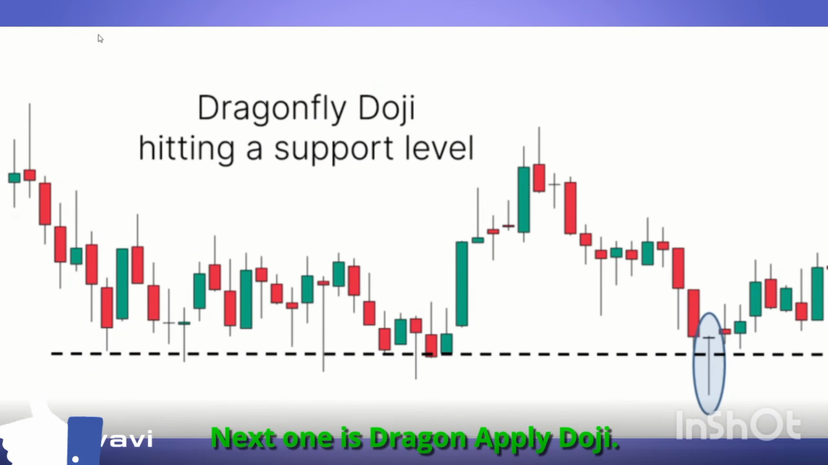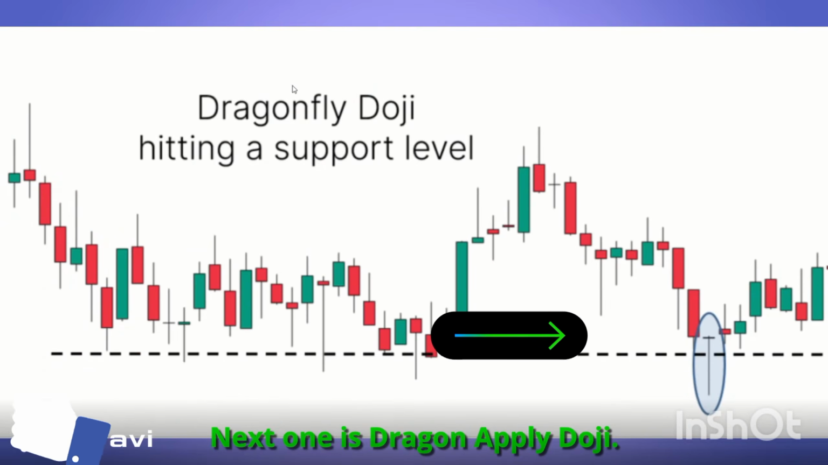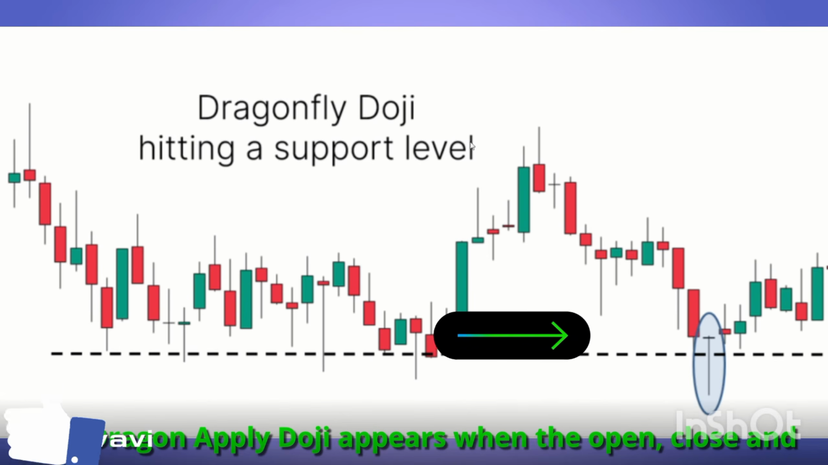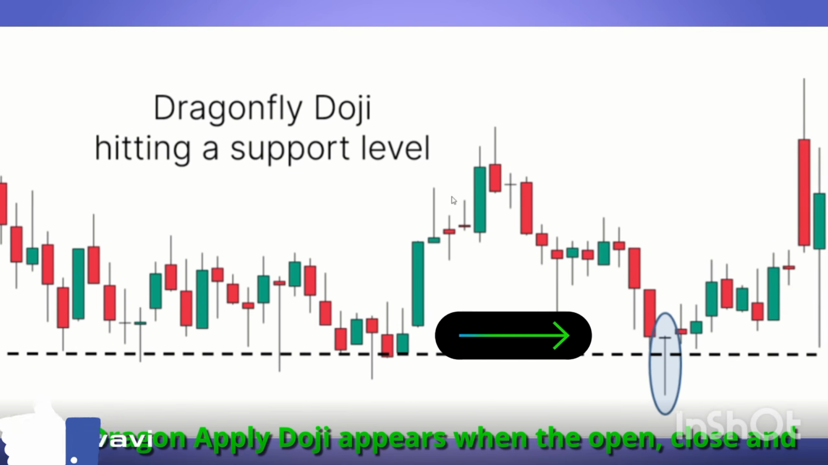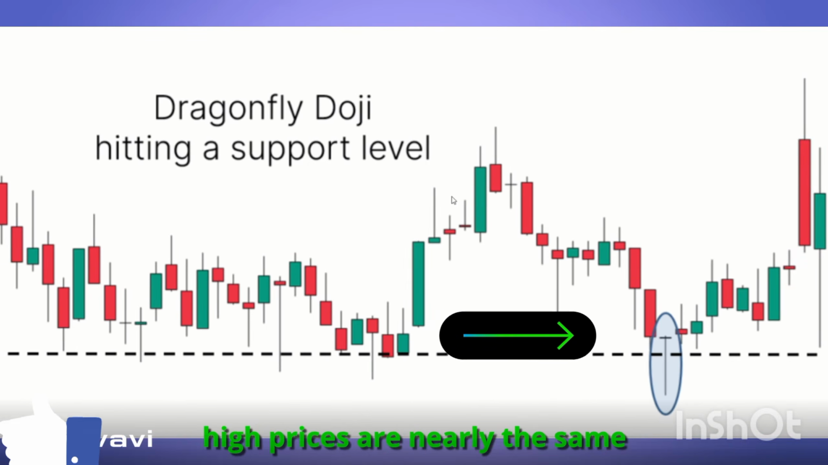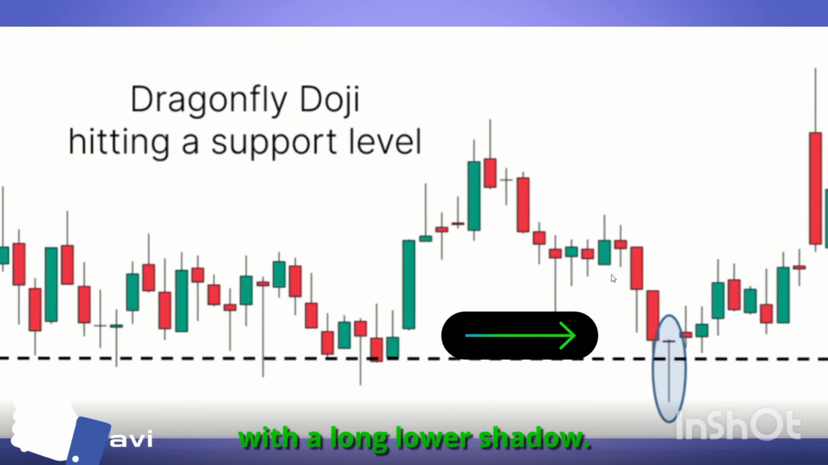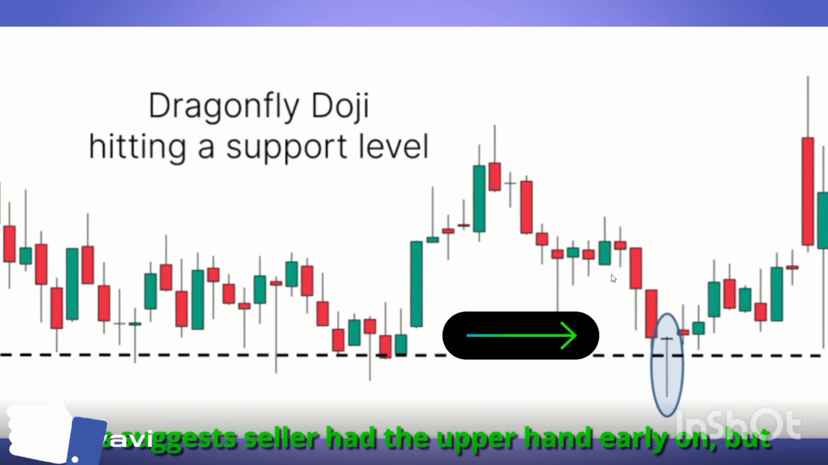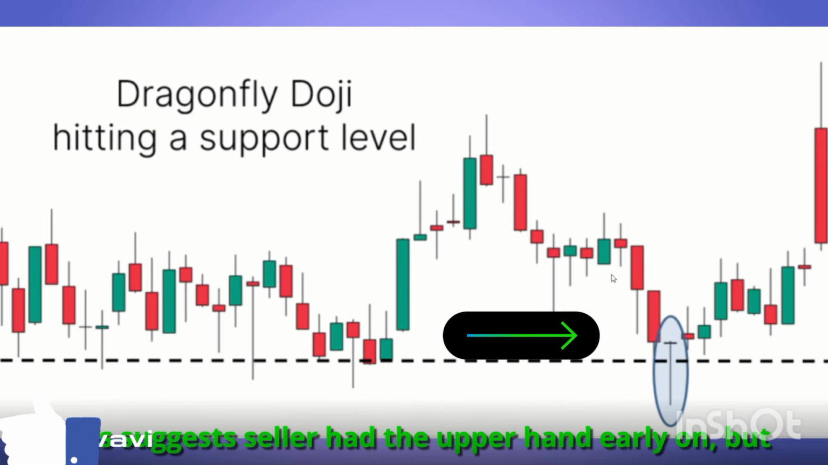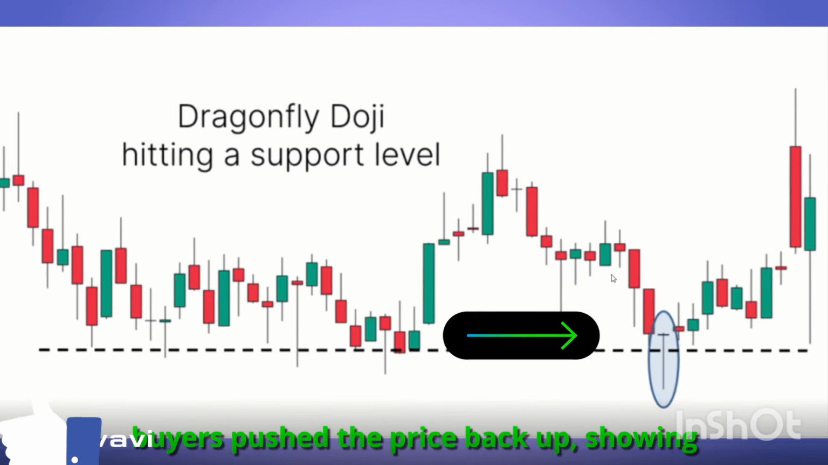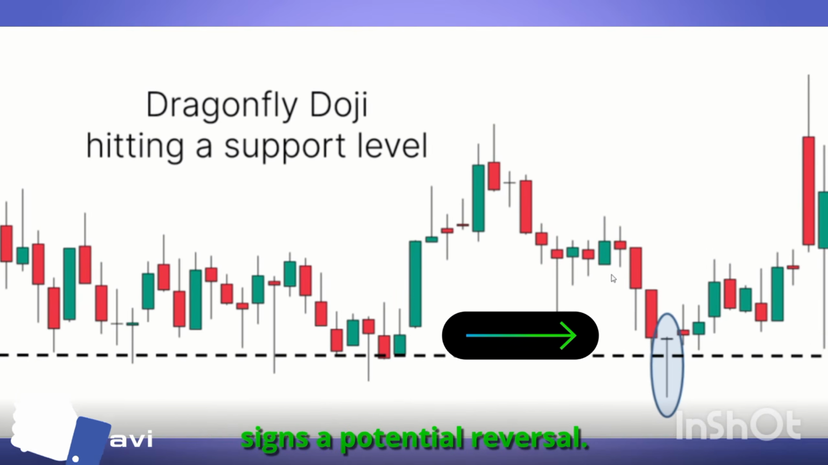Next one is Dragonfly Doji. The Dragonfly Doji appears when the open, close and high prices are nearly the same with a long lower shadow. This suggests sellers had the upper hand early on, but buyers pushed the price back up, showing signs of a potential reversal.